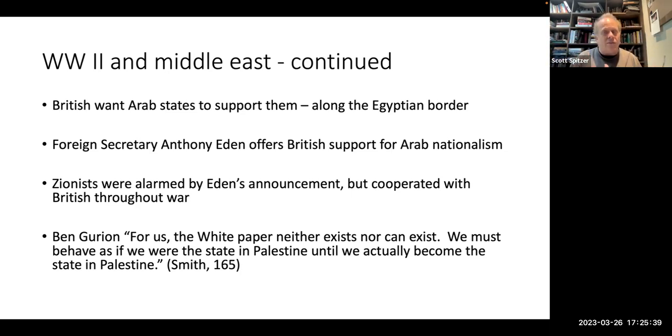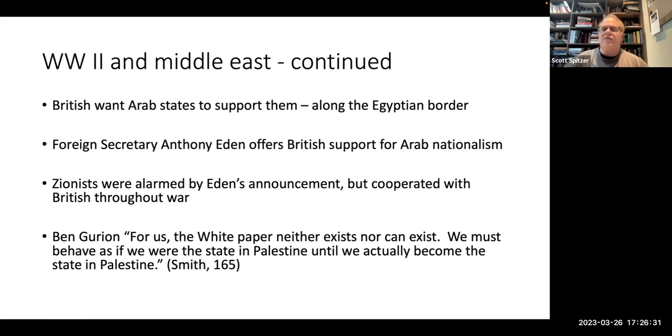This is now after, remember the history from last week, 1936 to 1939, there was already this huge violent outbreak in the British Mandate against Jews, but also against the British forces. The British respond in a way that the Zionists are surprised at by writing a white paper in 1939, a policy paper saying that they're going to restrict immigration into Palestine and that they're going to back away from the Balfour recognition of a homeland for Jews in the Middle East. So now Anthony Eden saying we want to support Arab nationalism becomes even more threatening.